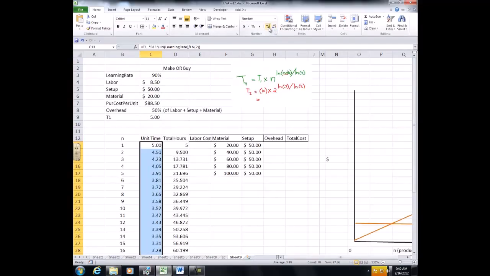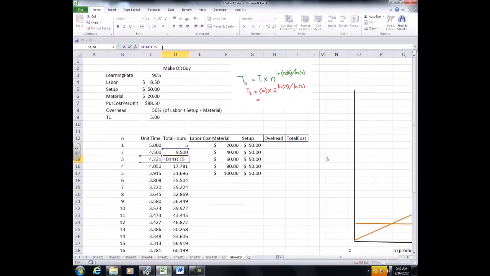Are we good? We're clear? The total hours, can I see the formula? Sure. So the total hours is just a running sum. You are adding the cumulative total, and then to that you add the unit. So for instance, in D14, the 9.5 is the number of hours to complete the first 2 units. And when you add the third unit completion time, that gives you 13.731, which is the total time of completing the first 3 units.